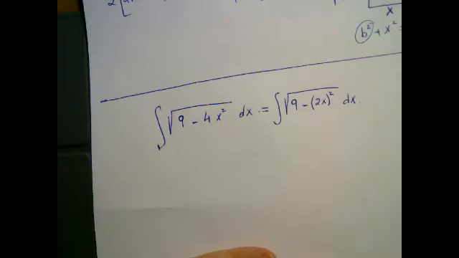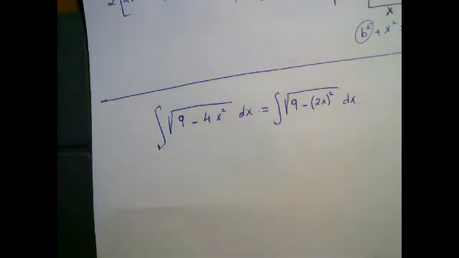Erica, what did you come up with? I said x equals 3/2 sine theta. Okay, on what basis? Because 3/2 squared is going to give you 9/4, and then the 4 would cancel and leave you with the 9 to factor out. Okay, I agree with her.